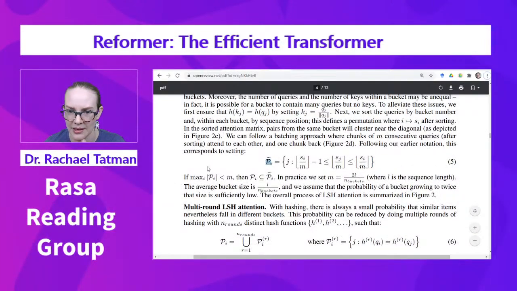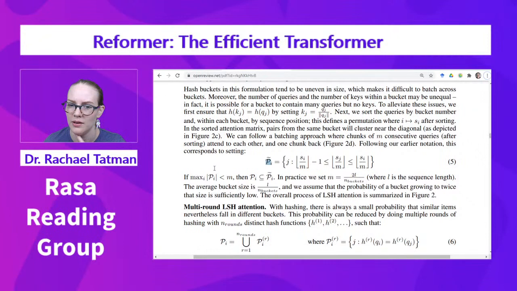So if the max is less than the size, the average bucket size is the length divided by the number of buckets. That makes sense. The length of the sequence divided by the number of buckets. And then we assume the probability of a bucket growing to twice that size is sufficiently low.